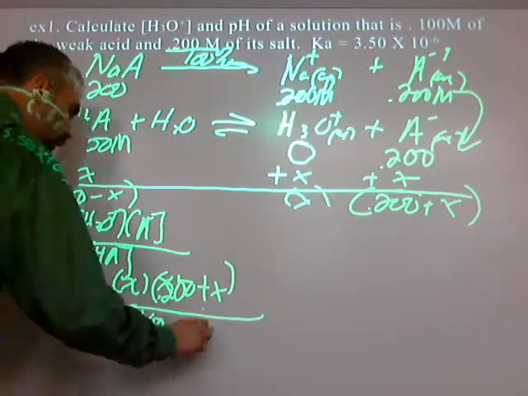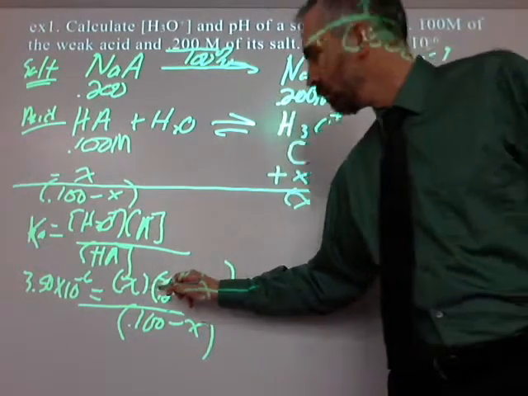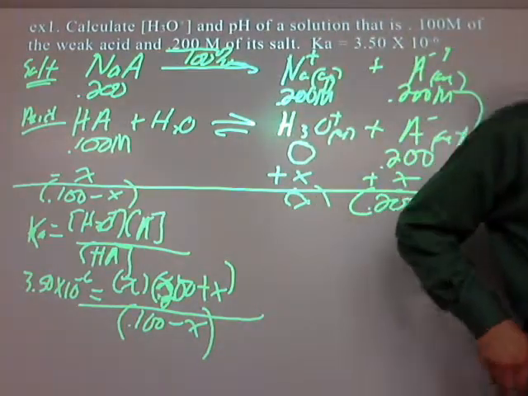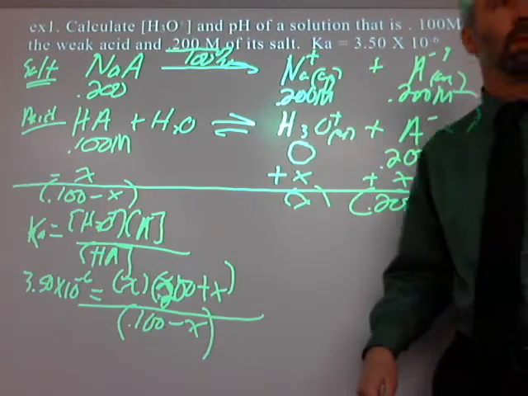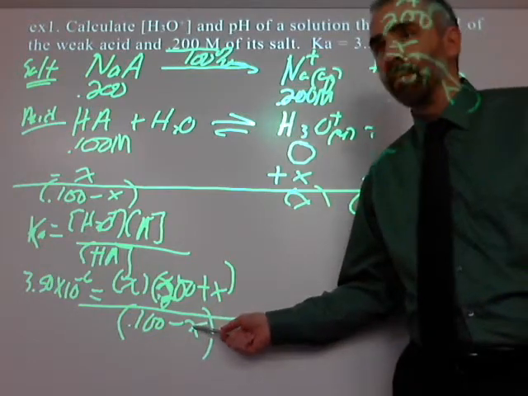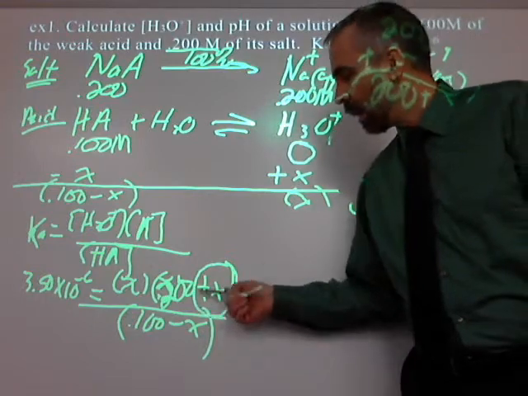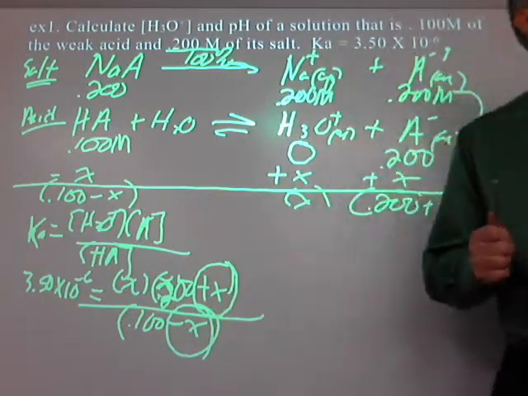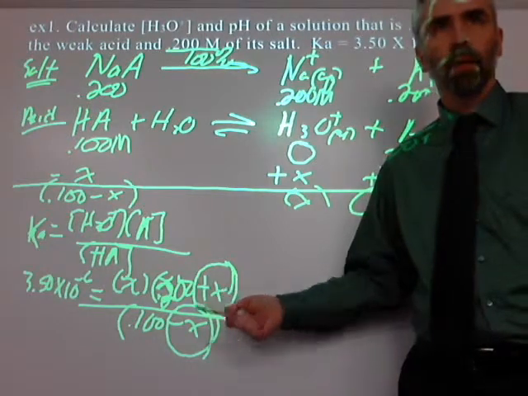The hydronium is X times X, or 0.200 plus X over 0.100 minus X. Now this may look confusing, but as you already know from a couple of days ago, I can simplify this, can't I? This is a 0.2, by the way. I know it's a little ugly there. All right? I can simplify this. What can I do? I can get rid of the X on the bottom, and guess what? I can get rid of the X on the top, too. Oh, boy. And isn't that nice? Why is that nice? Because the problem becomes a lot easier now, right?